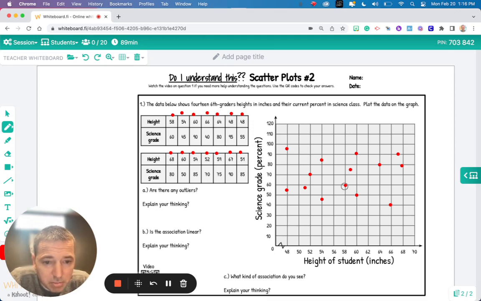And it makes sense because I don't think a student's height affects their grade in science class. One does not affect the other. If we would have thought about this from the beginning, we would have thought that a student's height is not really ever going to affect their grade. Doesn't matter if you're short or tall, you can still do well in science or do poorly. So it's all about how hard you work.